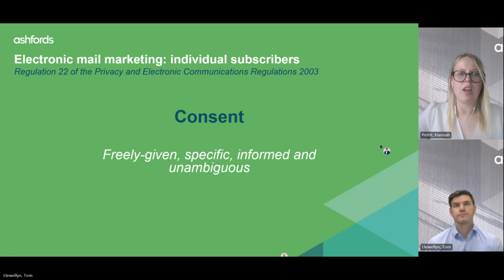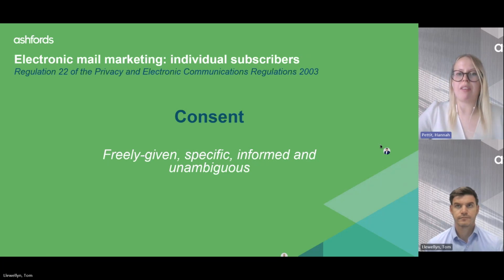So the first rule here is that you must have consent to send electronic mail marketing to individual subscribers, unless the soft opt-in applies. Now, that consent must be freely given, specific, informed, and unambiguous. And that means in practice that the individual subscriber must have taken a positive action. So that's why we talk about actively ticking a box. It's not going to be enough for them to untick a box to opt out. They need to be actively opting in.